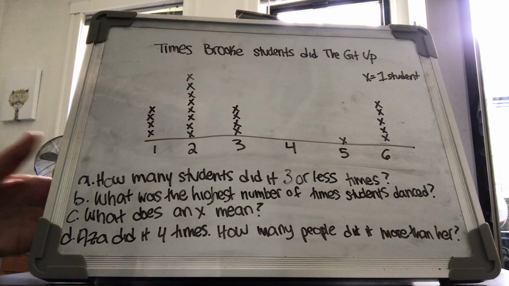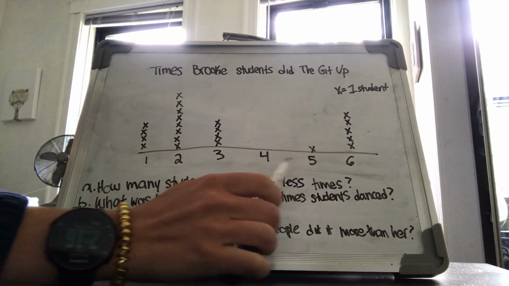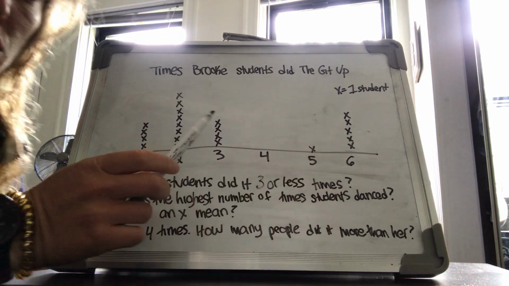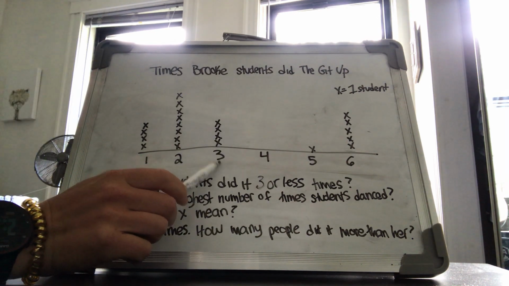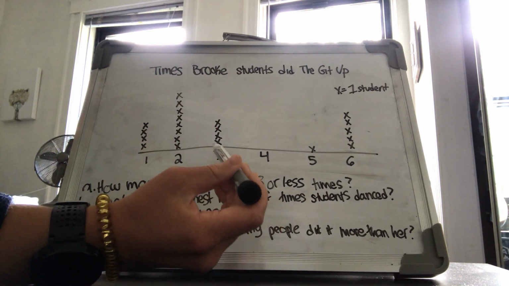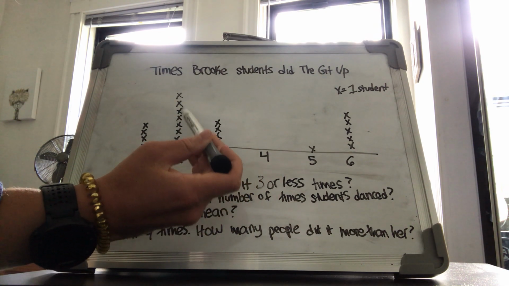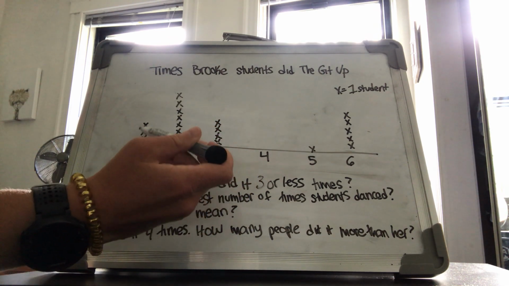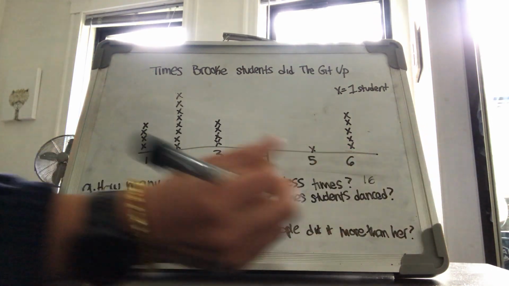All right, let's jump in. This first question says, how many students did it 3 or less times? So I know I need to include 3 because it said 3 or less, and then 2 and 1 because those numbers are both less than 3. So let's count them together. 1, 2, 3, 4, 5, 6, 7, 8, 9, 10, 11, 12, 13, 14, 15, 16. 16 students did it 3 or less times.